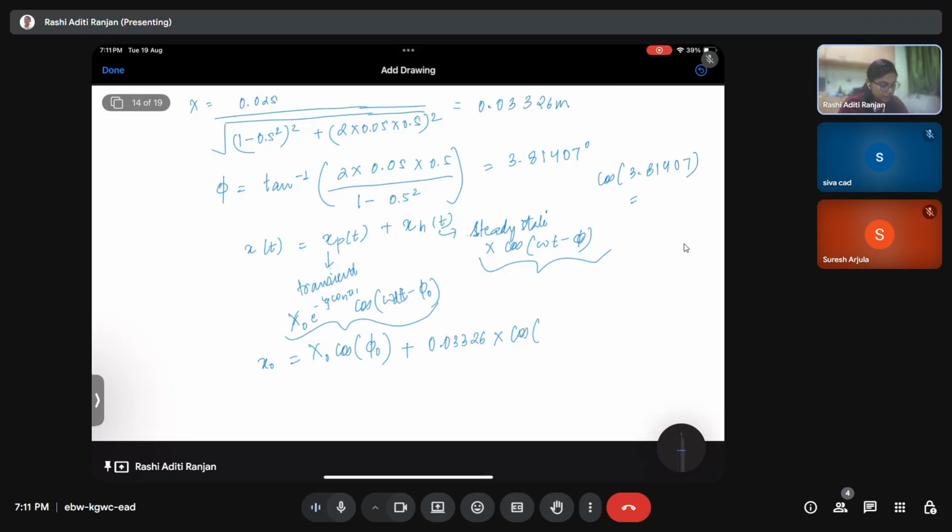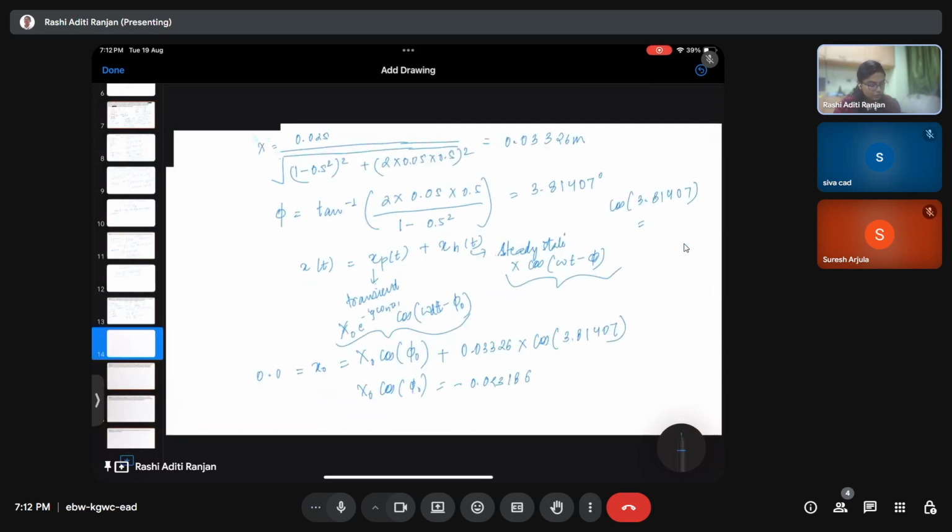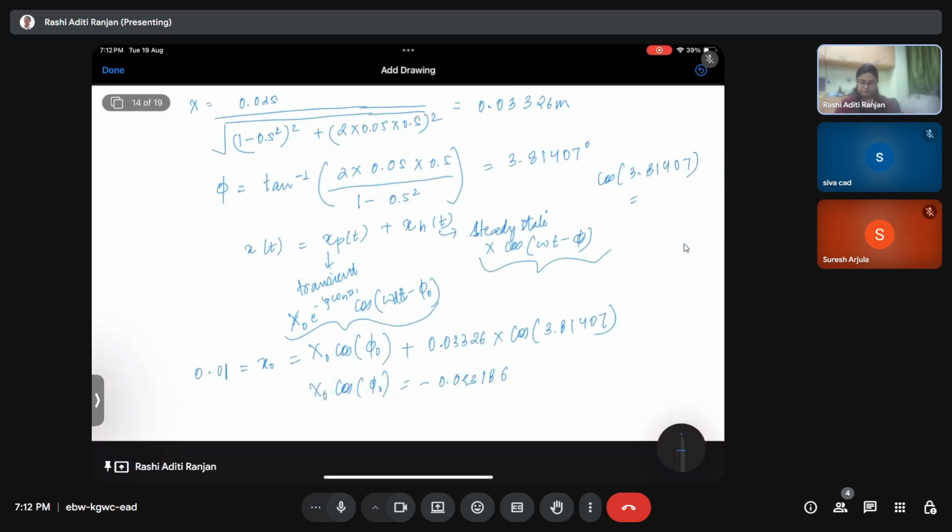So you can write like this. I've written the value of X_0 cos(phi_0) as minus 0.023186. Okay, this is what you are going to get. And then x_0 is given as 0.01. It is already given in the question. Right? This was already given in the question as 0.01. So if you put this, you are going to get X_0 cos(phi_0) as this.